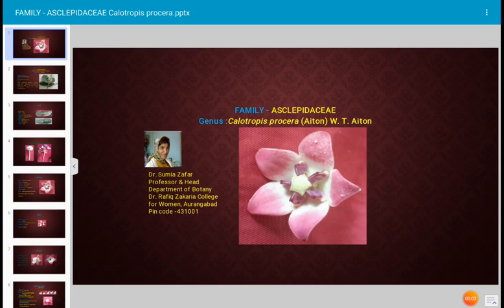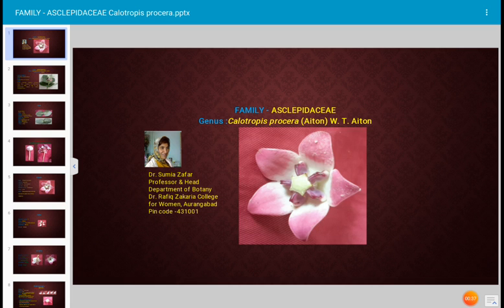Today's topic for discussion is a description of Calotropis procera. Calotropis procera is a flowering plant. It is a member of the family Asclepiadaceae. There are about 280 genera and 1800 species included in this family. The family is commonly called the milkweed family, and the plants are very common in tropical regions of the world.